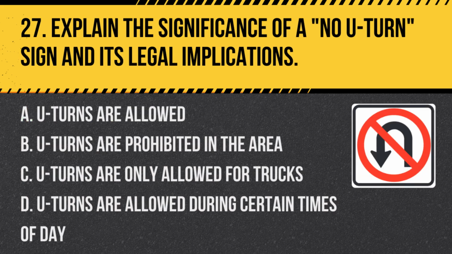Question 27. Explain the significance of a no U-turn sign and its legal implications. A. U-turns are allowed. B. U-turns are prohibited in the area. C. U-turns are only allowed for trucks. D. U-turns are allowed during certain times of day. Answer. B. U-turns are prohibited in the area. This sign indicates that making a U-turn at this location is illegal.